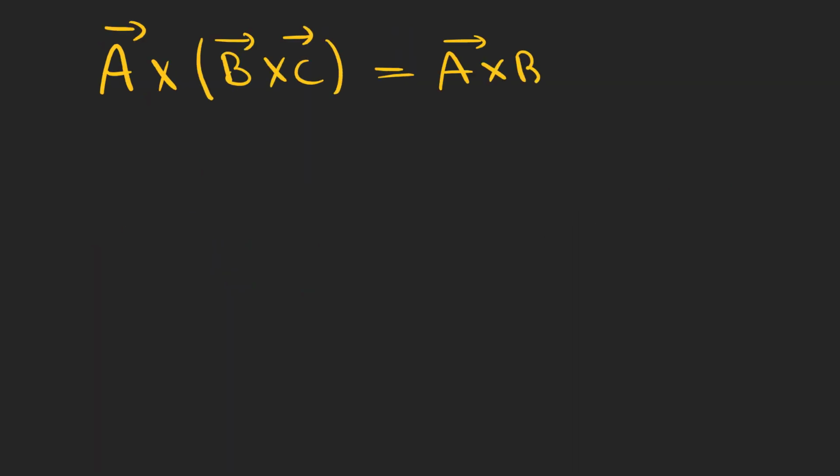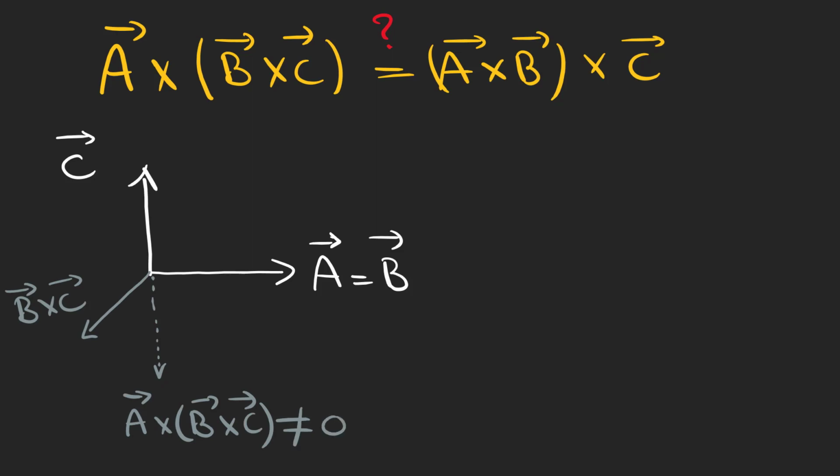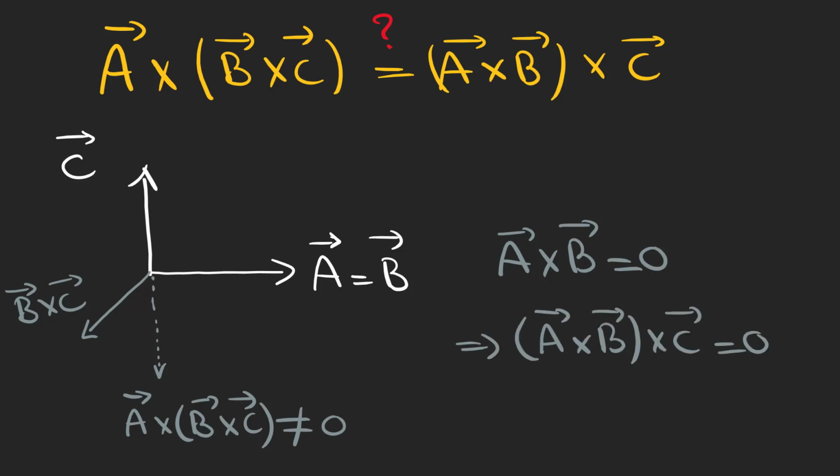Now you might ask if cross product is associative or not. Suppose that A and B are equal and C is perpendicular to them. So B cross C is perpendicular to C, B, and A, and as a result, A cross (B cross C) is not 0. But suppose that we first find the cross product of A and B, which is 0, and then (A cross B) cross C yields 0. So these two expressions are not equal.